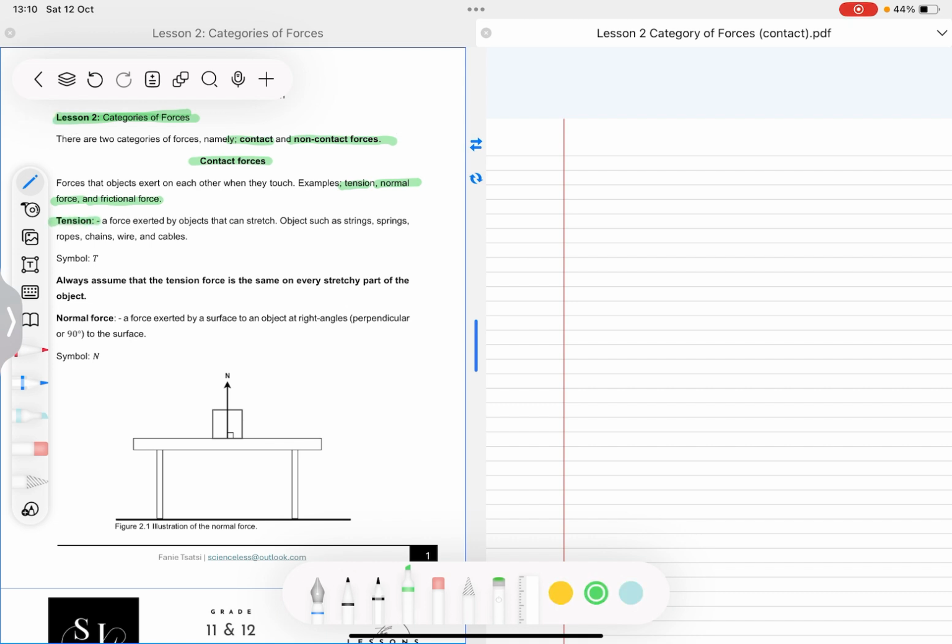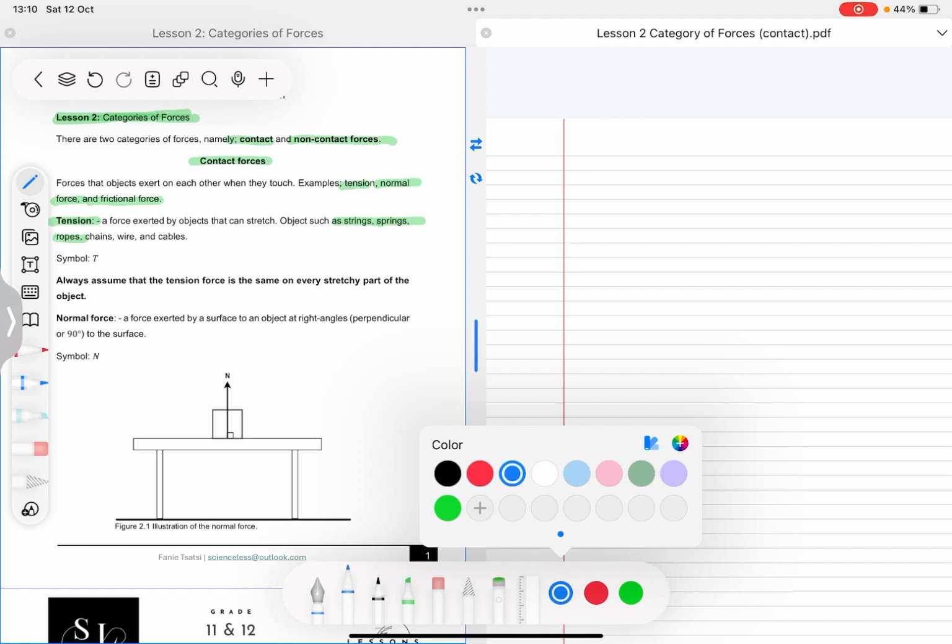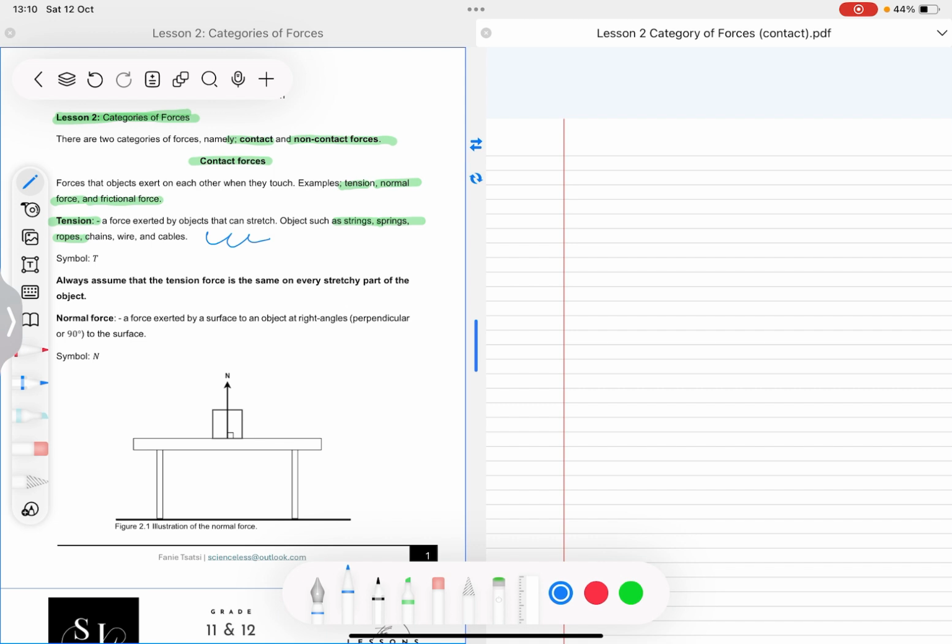Tension is a type of force that is exerted by objects that can stretch. Stretchy objects, the force that you get in the stretchy objects. Now, these objects may include examples such as strings, springs, ropes, and so on. There are many different types of these objects. Let's say we have a wire, just to do an example here. Just want to use a blue pen here. Let's say we have a wire and this wire is sitting like this, right?